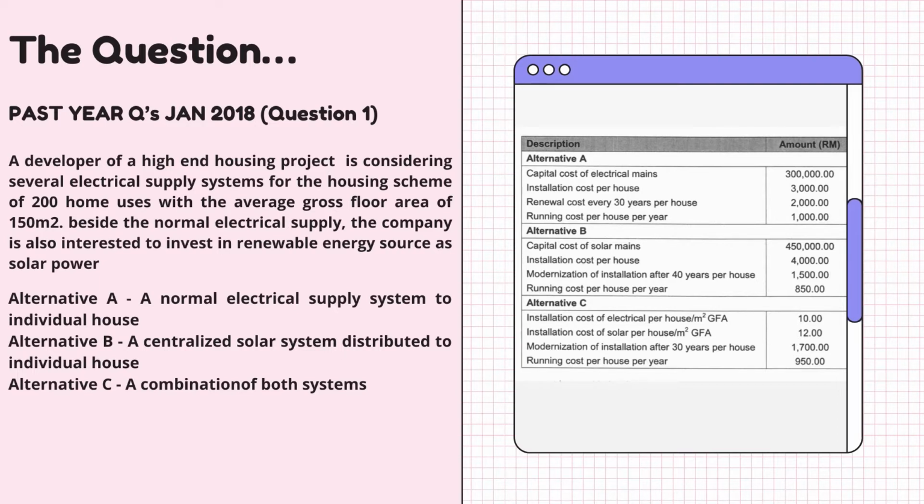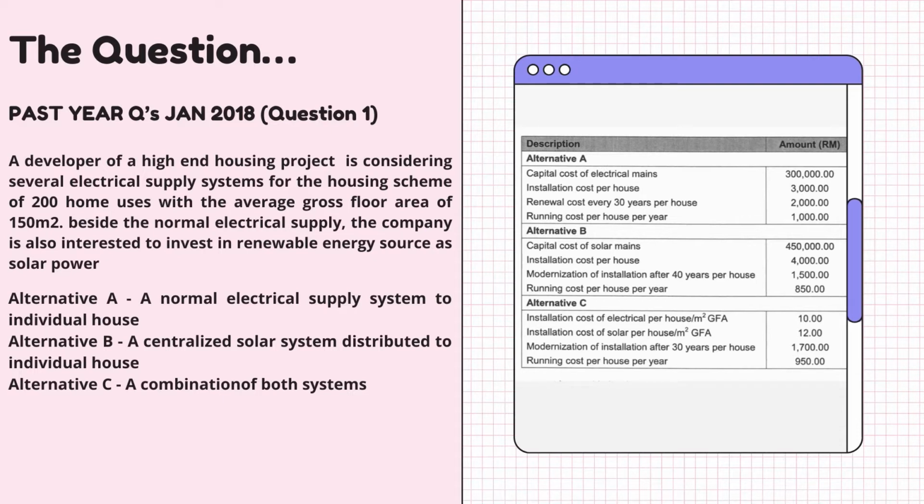The alternatives given can be divided into three, which are alternative A, B, and C. Alternative A is a normal electrical supply system to individual houses. Alternative B is a centralized solar system distributed to individual houses. And alternative C, a combination of both systems. The image on the right shows the table of the costs included for the installation of the M&E for alternative A, alternative B, and alternative C.